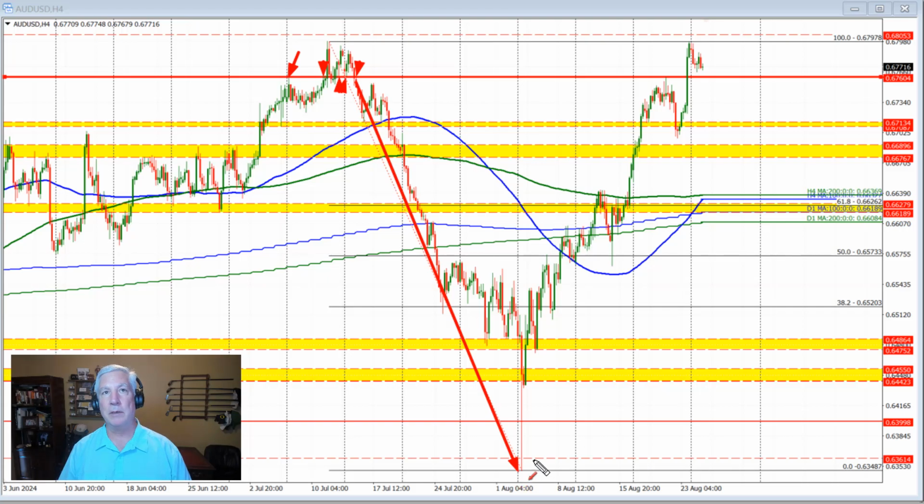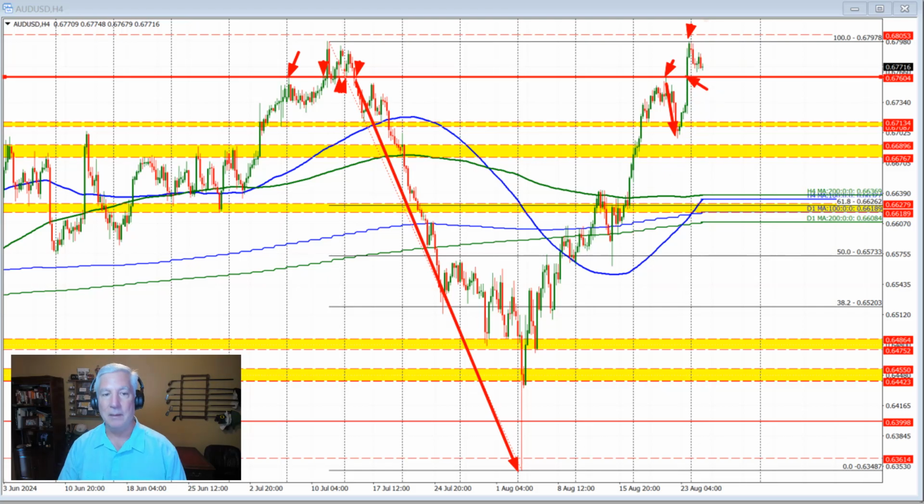Once we hit this bottom right here, we started to rotate back to the upside, moving all the way, retracing the whole move to the downside, including getting to this level right here at 0.67604, finding willing sellers against that level before basing and breaking quickly to the upside through here.